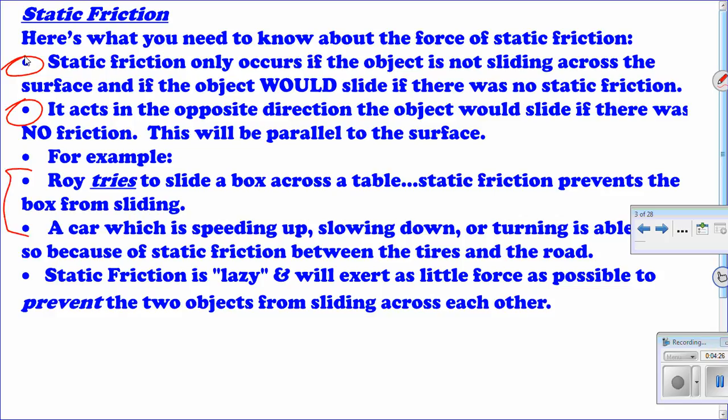A second ago, I was trying to push the desk, right? So the attempted motion is that way, and static friction acts in the opposite direction. There doesn't necessarily have to be a force trying to make it move. When you turn a corner in a car, that's static friction that allows you to turn that corner.